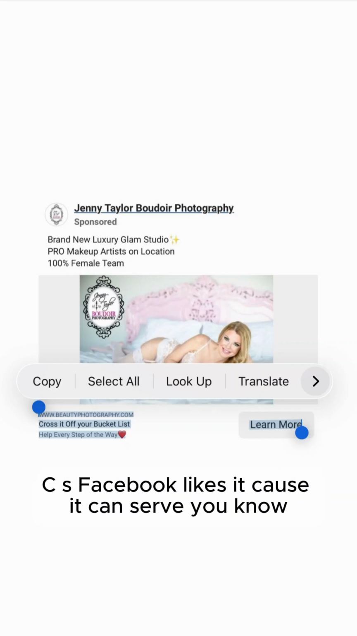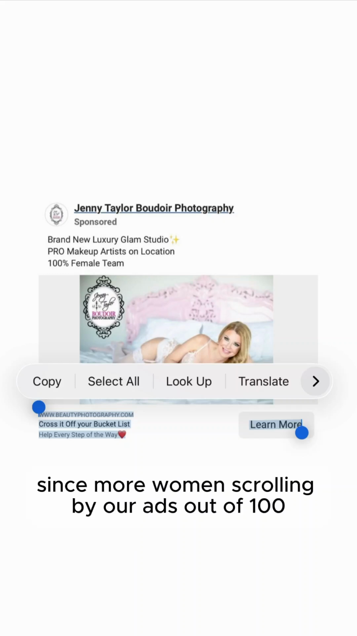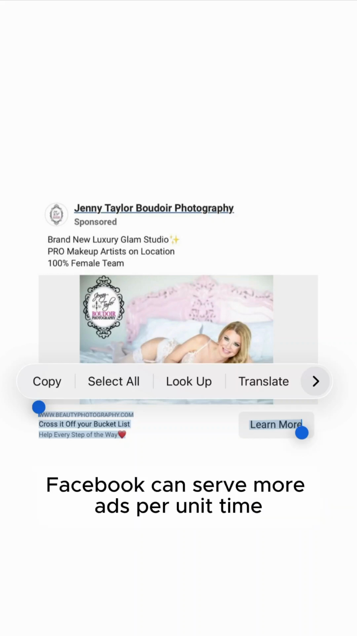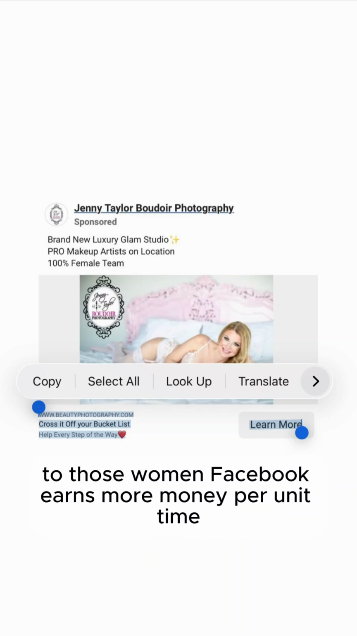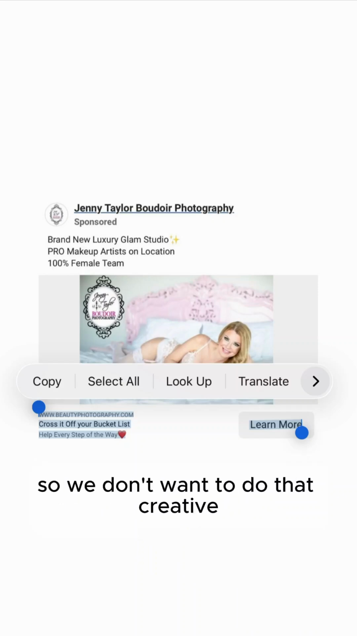Facebook likes it because more women scrolling by our ads out of 100 means Facebook can serve more ads per unit time to those women. Facebook earns more money per unit time. So we don't want to do that.